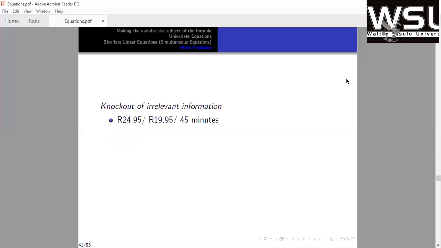So let's knock out information that's irrelevant. First of all, we could care less about the price, so we knock out all the prices. We don't want to know about the 24 rand price because we are not asked to talk about jet heads. So anything that has to do with jet heads, the 45 minutes and the 24 rand 95 cents, is irrelevant. The 19 rand 95 cents is also irrelevant because nothing has been said about prices and that price has no effect on the number that is sold.